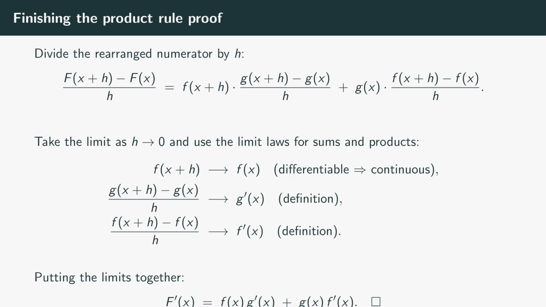The second term, g at x, is a constant with respect to h, so it just sits there. The difference quotient for f tends to f prime of x. Second term tends to g at x times f prime of x. By the limit law for sums, the whole limit is f times g prime plus g times f prime, which, reading the terms in the conventional order, is f prime g plus f g prime. The product rule is proved.